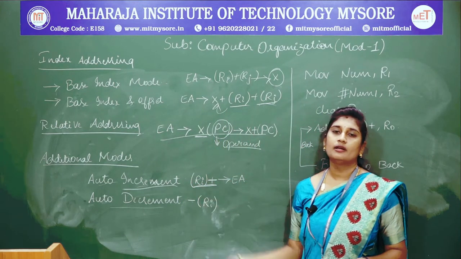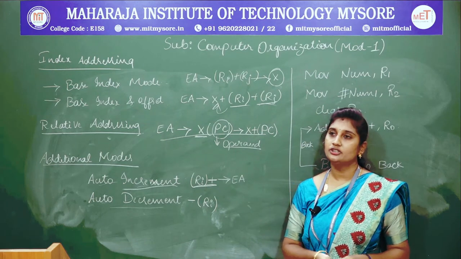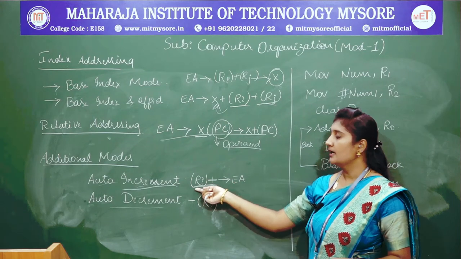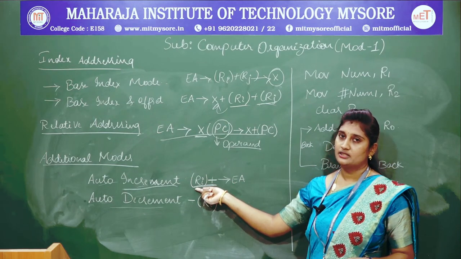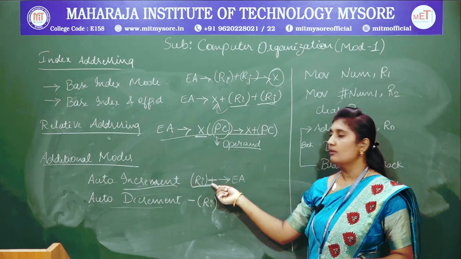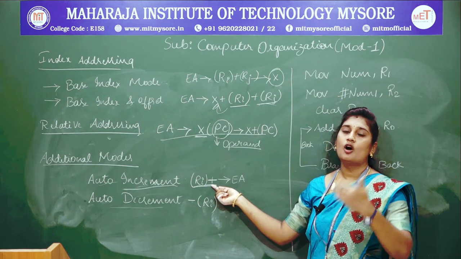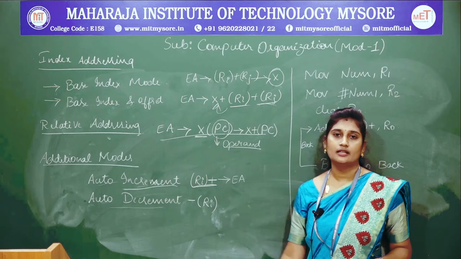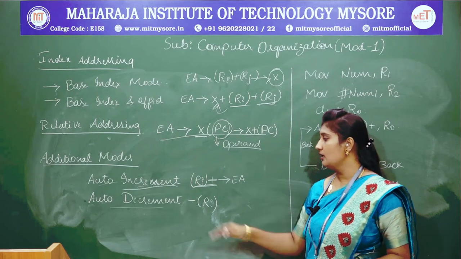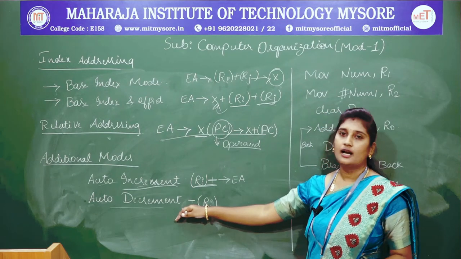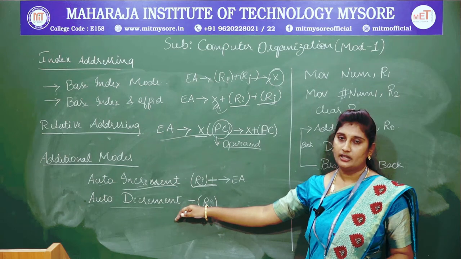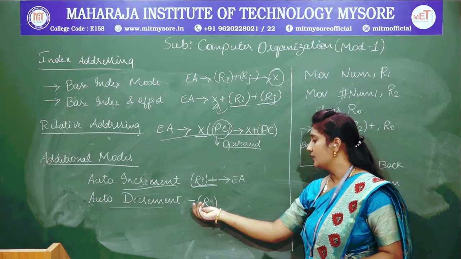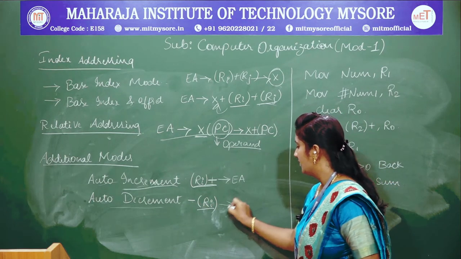So in your auto increment mode, to calculate your effective address, you will be reaching the contents of the general purpose register and it will be incremented automatically to move forward to the next entity. So that is how you will be calculating your effective address. Again in your auto decrement, first the content of the register will be decremented and then it will be reaching the effective address of your general purpose register.